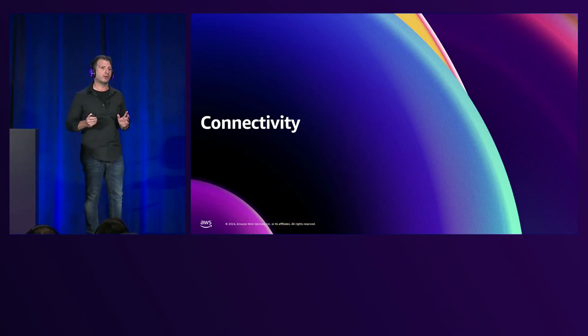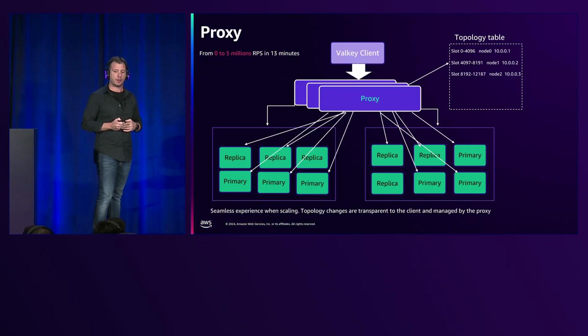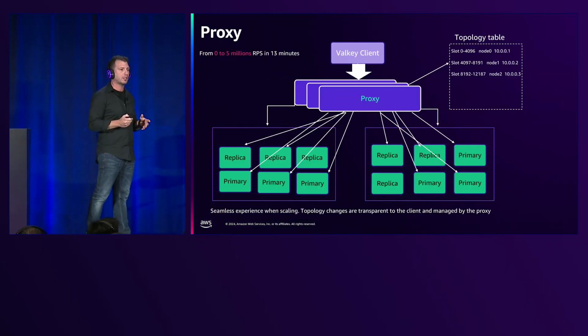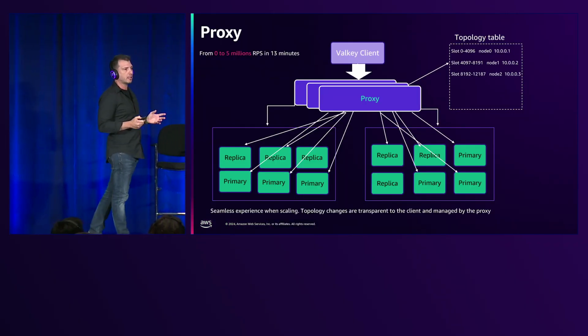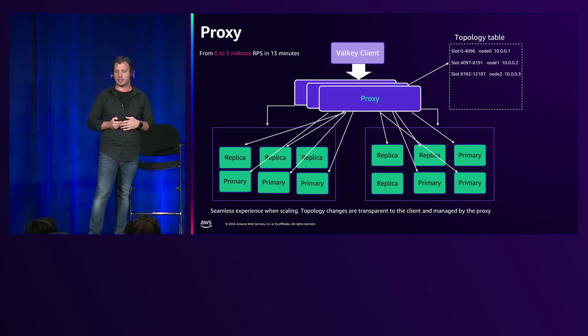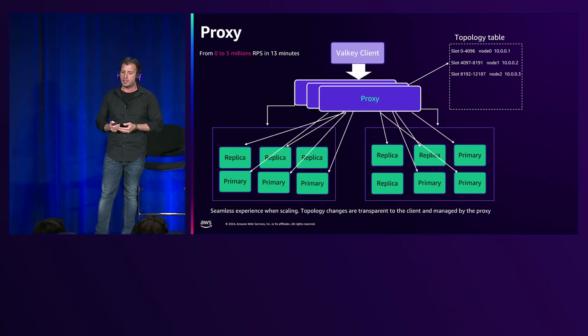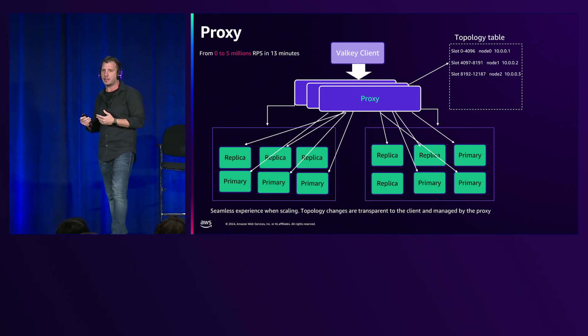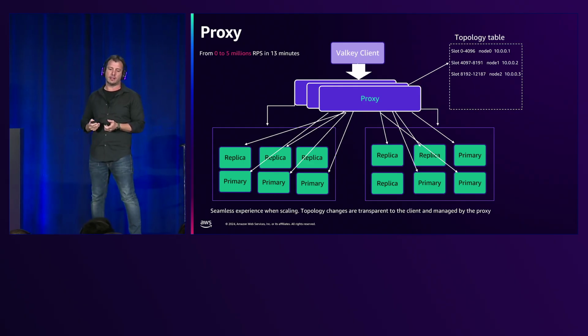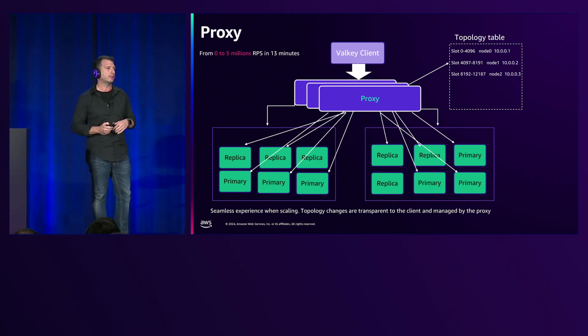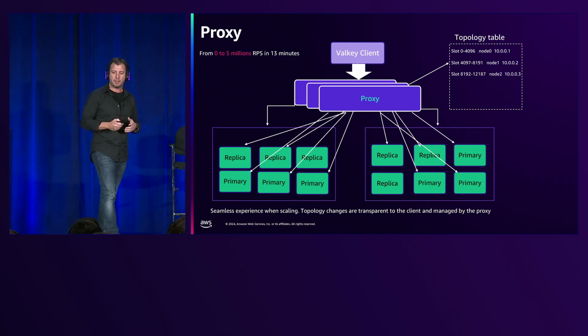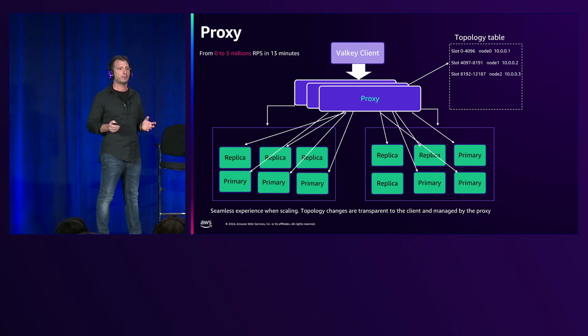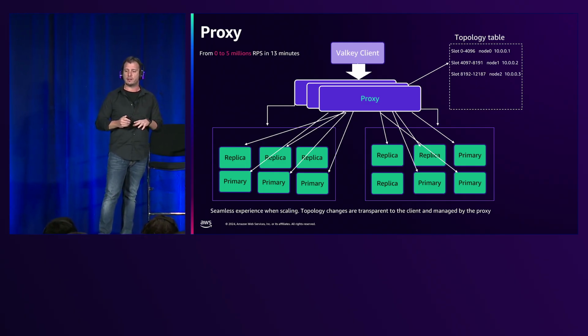Now I want to talk about connectivity. We decided to build a single logical entry point to the ElastiCache Serverless product, and for that we built a proxy. The proxy enables us to abstract any changes in the underlying cluster topology. So anything related to scaling, failing, patching, disconnection, everything is hidden from the client itself. The proxy takes care of all of that.